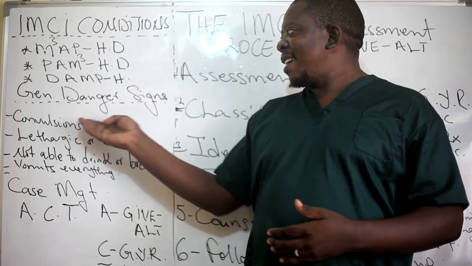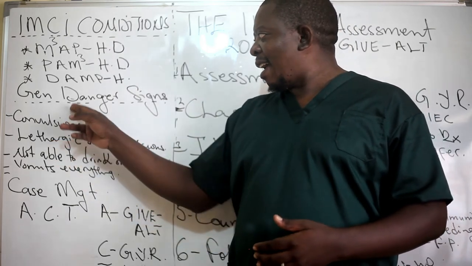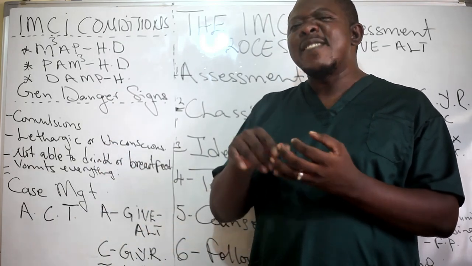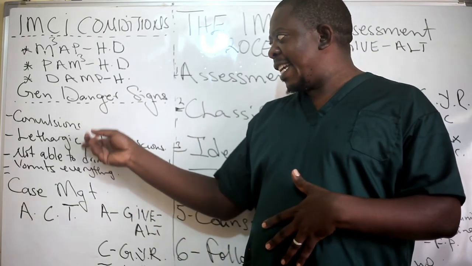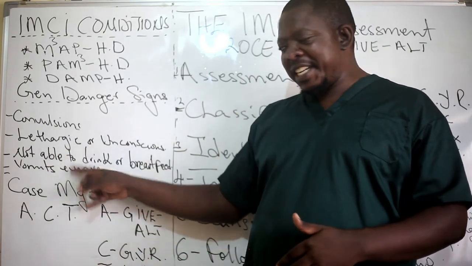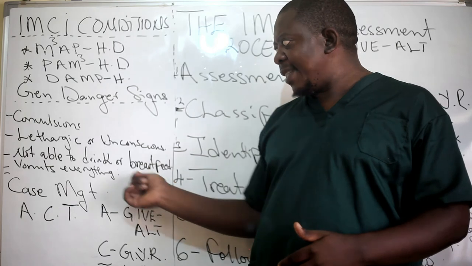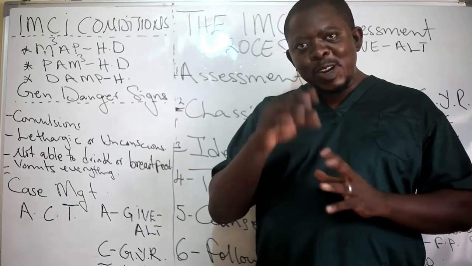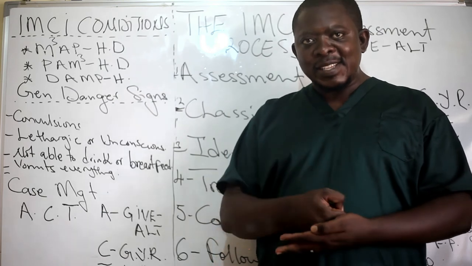Then the danger signs include convulsion, the patient can be lethargic or unconscious, and these are CNS symptoms, central nervous system symptoms. So when you are looking for these signs and symptoms, you look for these CNS symptoms. And when you are asking for danger signs, you ask for GIT symptoms. So what are the two GIT symptoms here? Not able to drink or breastfeed, or vomiting everything. So on general danger signs, we have those that affect the central nervous system, and those that affect the GIT. So these danger signs, you need to ask them.